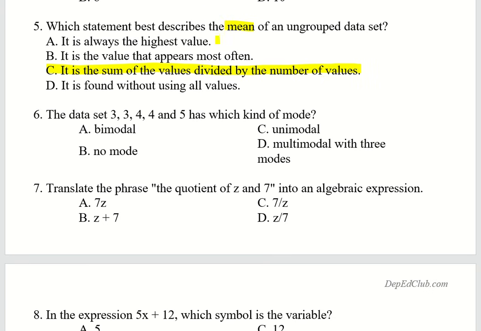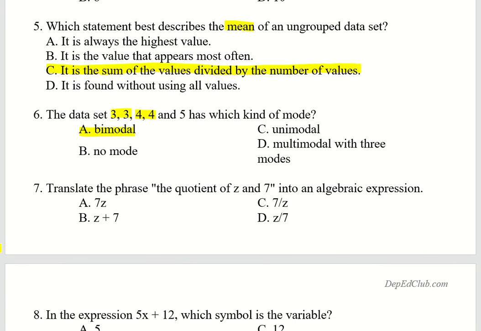So again, mean is just the average. So you just need to get the sum and then divide it with the number given. Number 6, the data set 3, 3, 4, 4, and 5 has which kind of mode? Okay, so number 6, that is bimodal. So since we have 2 modes, okay, we got 3 and 4, bimodal.